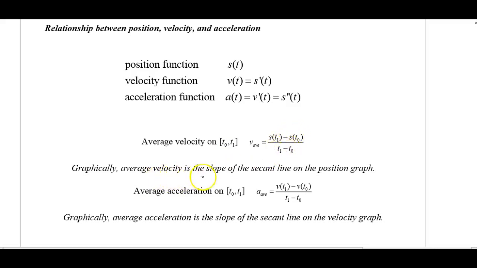So average velocity graphically is the slope of the secant line on the position graph. And if I want average acceleration over a time interval, well, average acceleration is the change in the velocity over the change in time. So graphically, average acceleration is the slope of the secant line on the velocity graph. So again, for average velocity, I need the change in position over the change in time. For average acceleration, I need the change in velocity over the change in time.